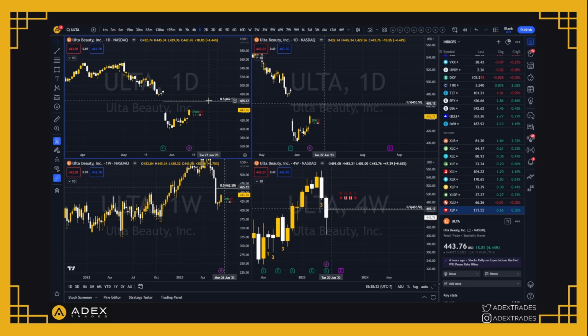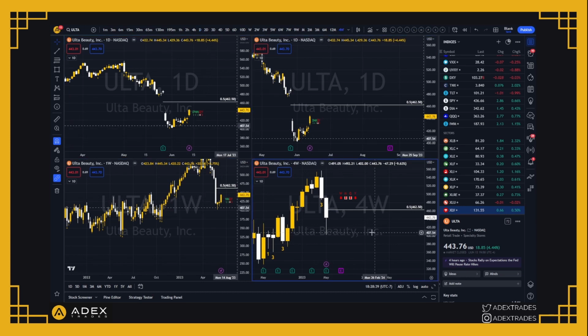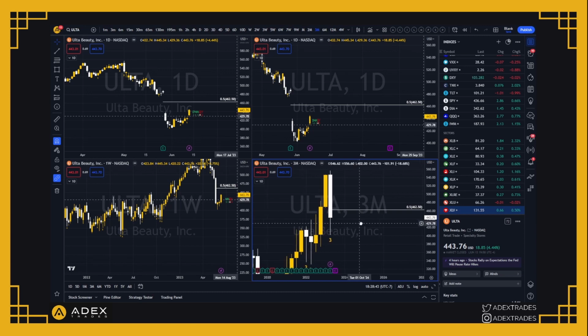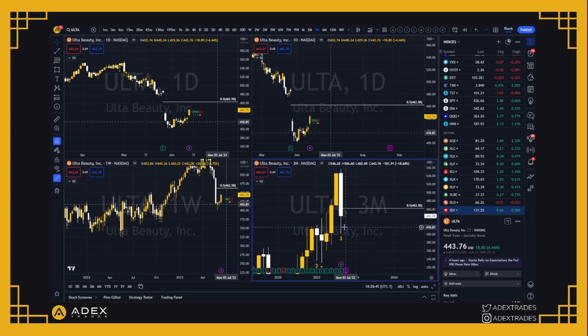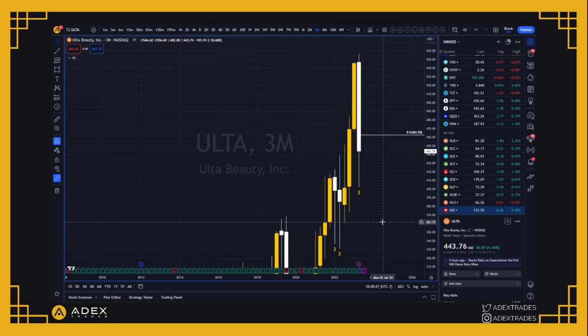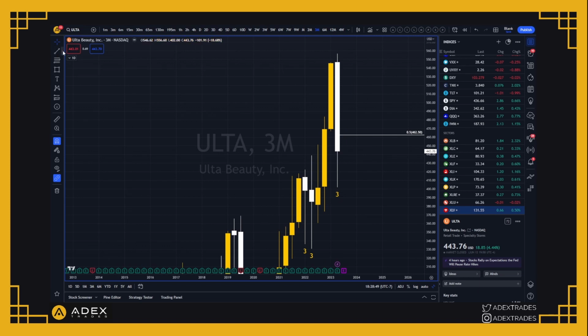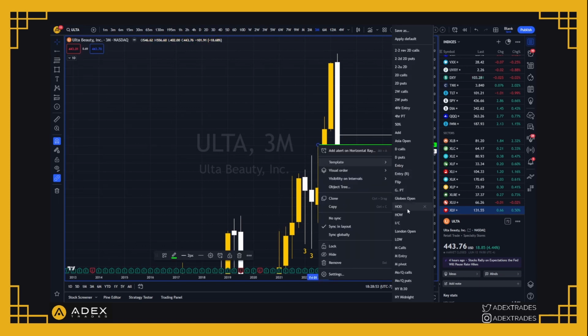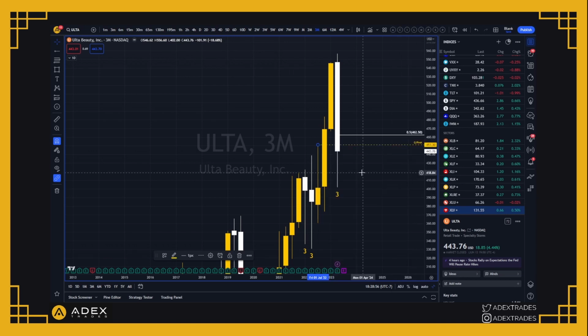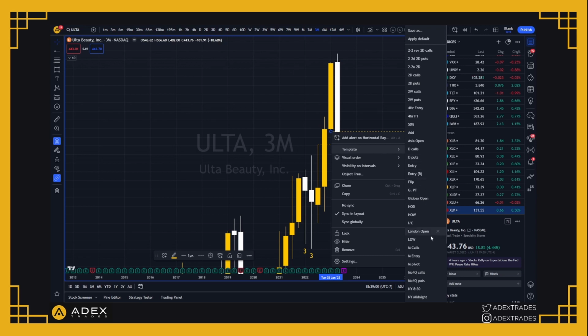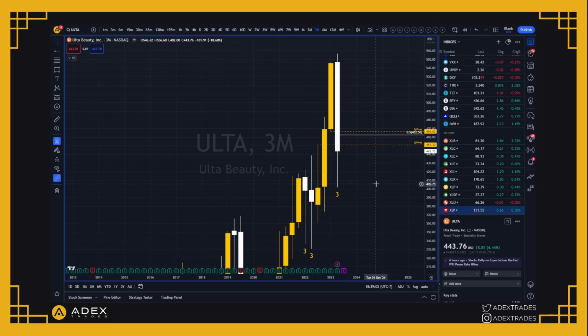The next thing I do after marking the 50% is mark my previous wicks, and I go on the higher time frame first. Let's look at the 3 month. If you mark this wick right here on the 3 month, that's a quarterly pivot, and obviously you can go to the 6 month and the 12 month as well. I'm just starting at the 3 month quarterly pivot.